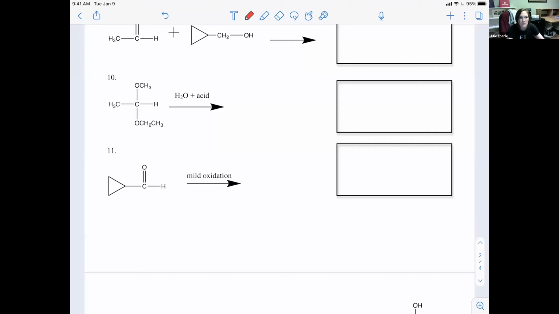So you said number 10, right? Okay, so you're trying to write the product here. So what kind of molecule is this on 10? Like the whole thing? It's acetyl, right?